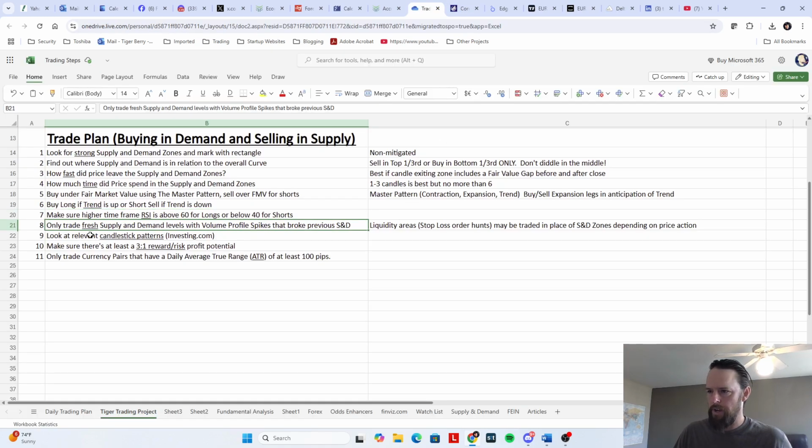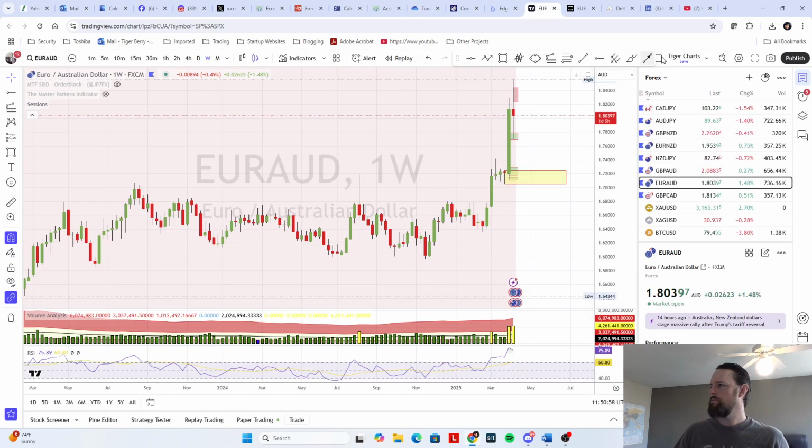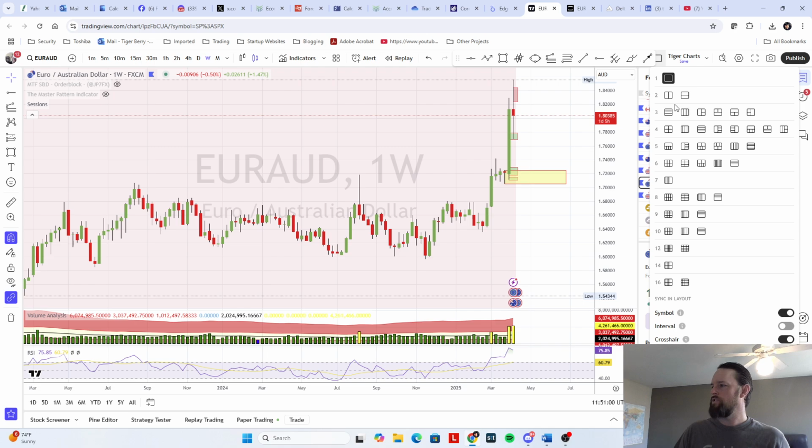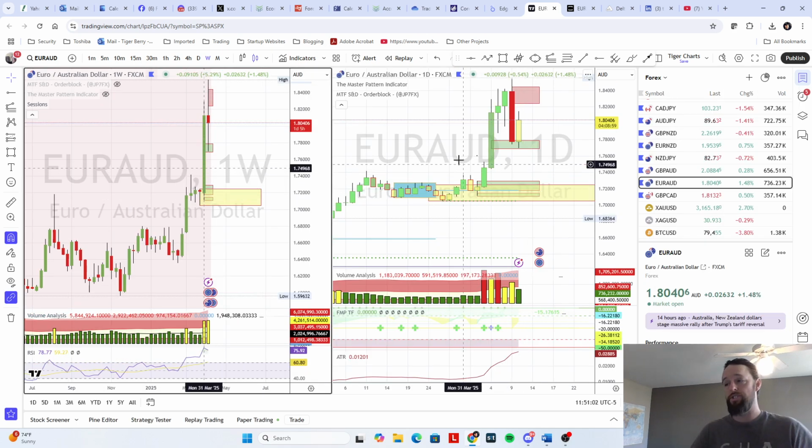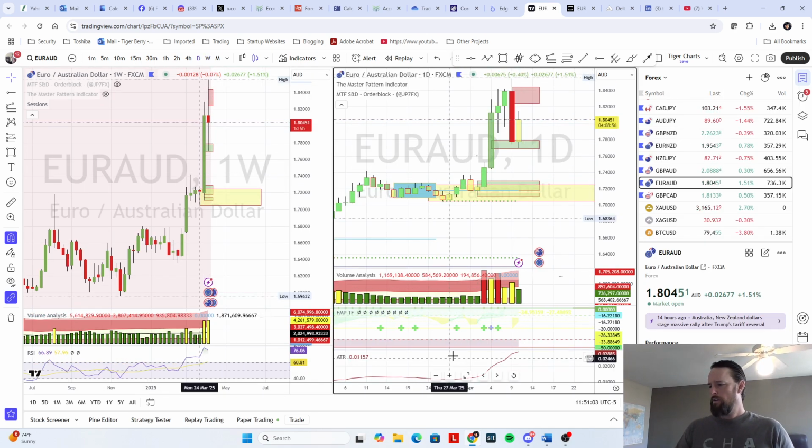Only trade fresh supply and demand zones. I went over that. Look at relevant candlestick patterns. And then the ATR, the average true range. Let me show you what I mean by average true range, because this is one of the most important indicators. If we look over here on the right side, this is my daily time frame. And if I look down here, I see another indicator called ATR. That's my average true range.